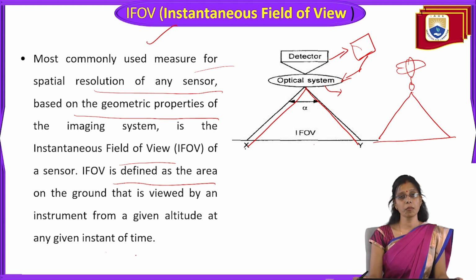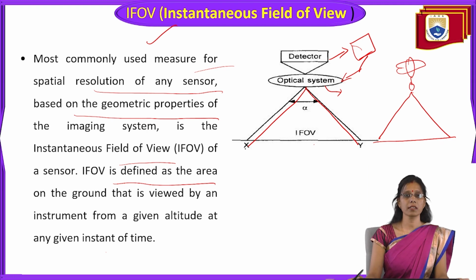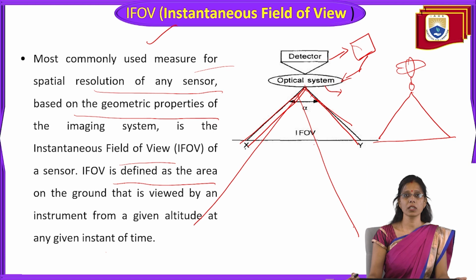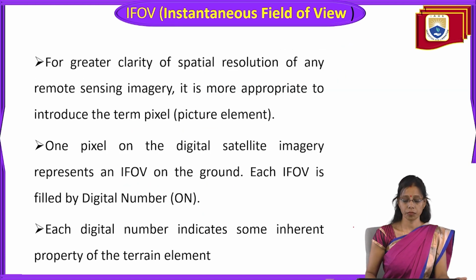So instant of time means exactly at that same point, same time, exactly how much area the sensor has captured. The sensor, or optical system, or camera, we can say, will capture the information. Suppose here it is capturing like this, so it may capture this much area also. That depends on the sensor resolution again.